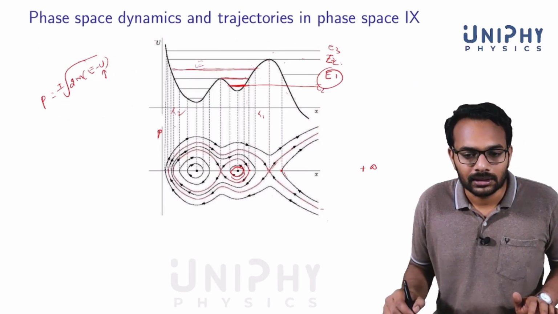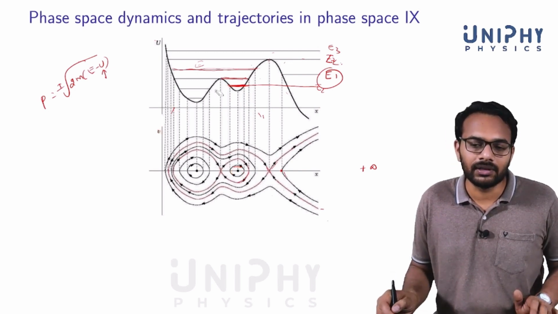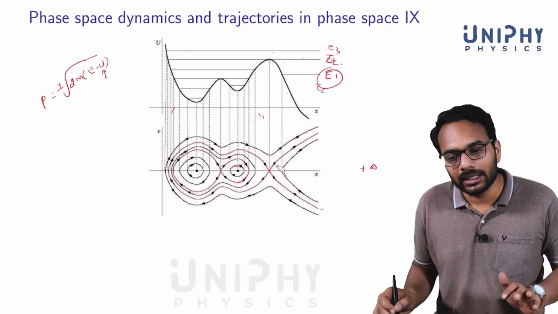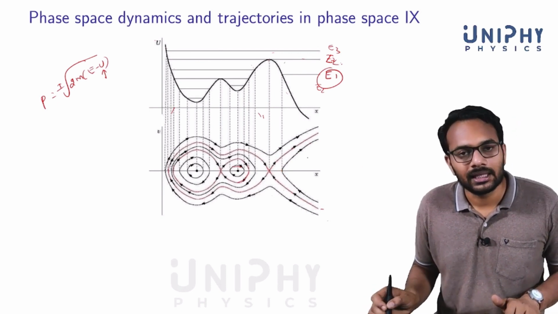Okay, so you can look at the qualitative behavior like this. Given a potential energy curve, we can simply, just by looking at it, draw the phase space diagram.